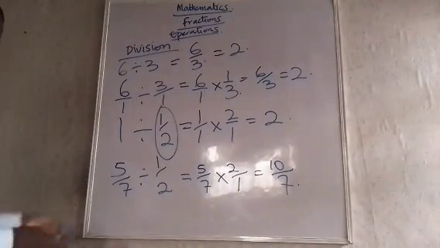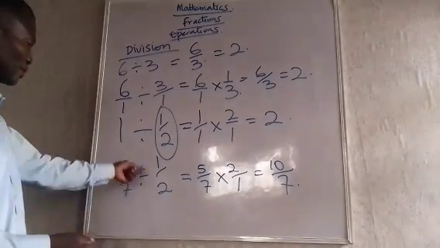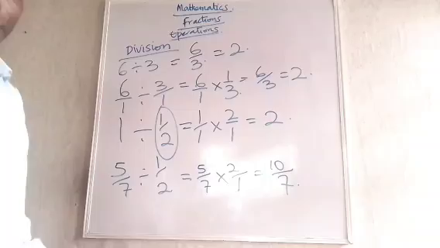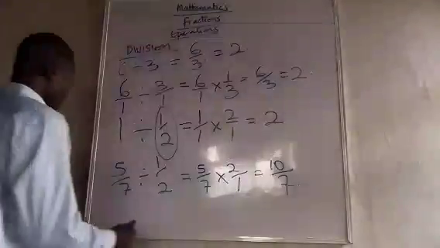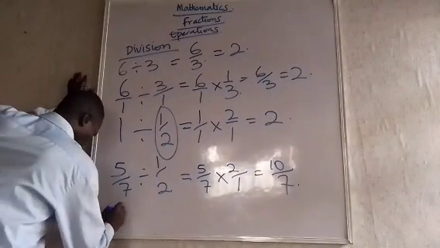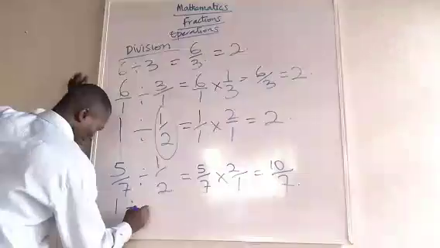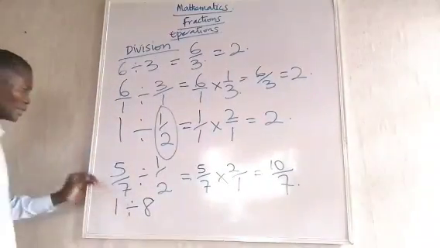So it's very straightforward. Anytime you see this kind of operation, change it. Now let's look at this. Let's say I want to divide 1 by 8. So what does that give me?